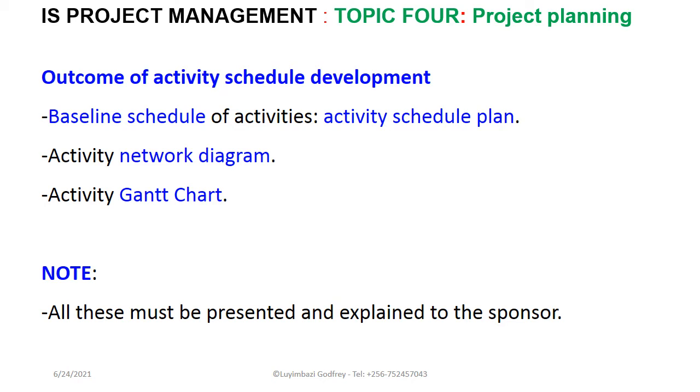Now, another outcome, very important, is the activity Gantt chart. The activity Gantt chart, when we use our software, represents the different so-called Gantt bars. These Gantt bars denote the beginning of the activity and the end of the activity. There is a timeline for each activity, which is well presented by the Gantt chart. So these are some of the outcomes of schedule development.